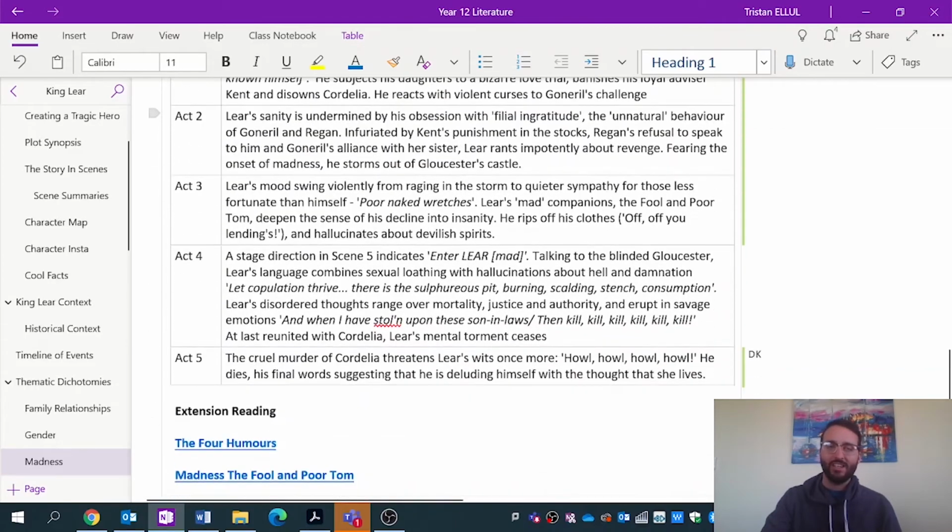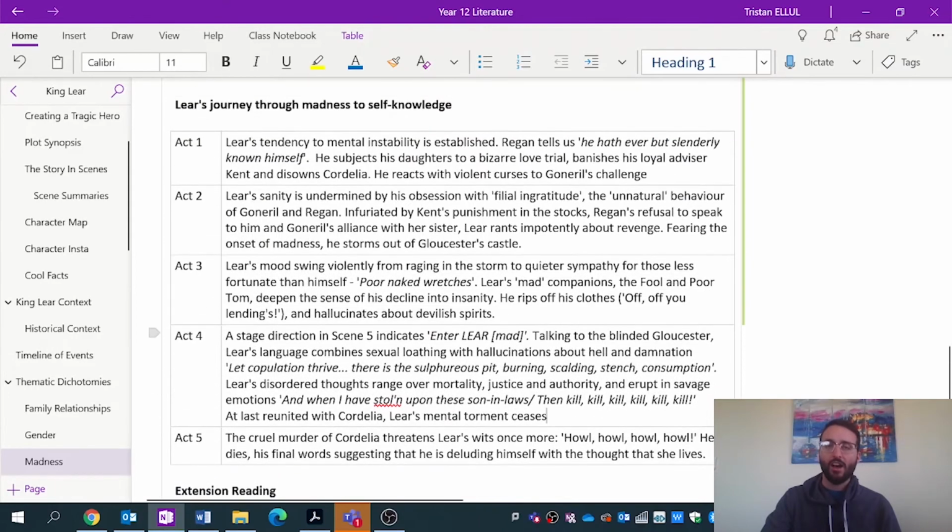So we can see a real descent into madness through King Lear, which provides insight into him as a character and the purpose of madness in this play.